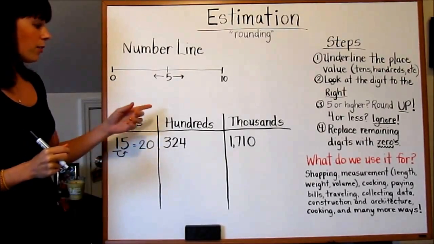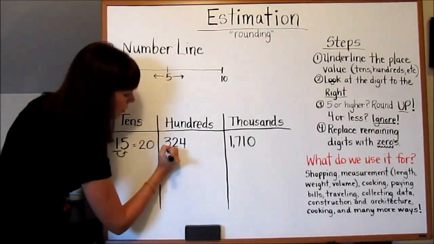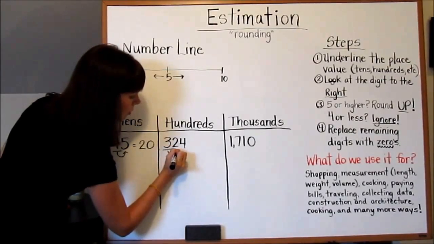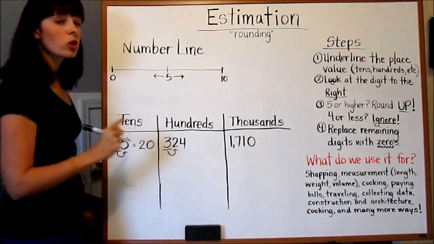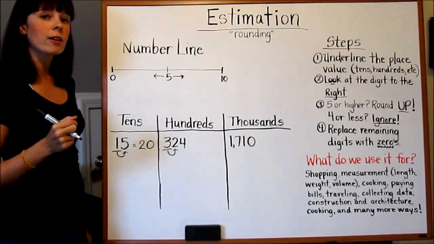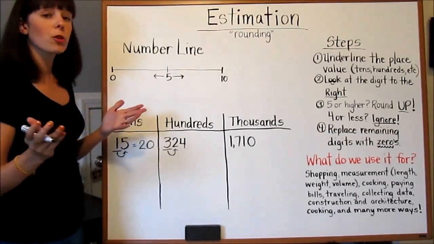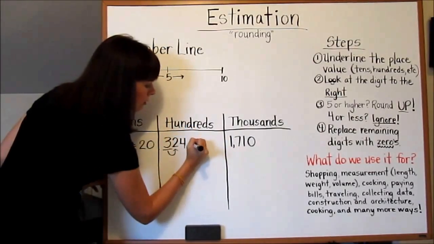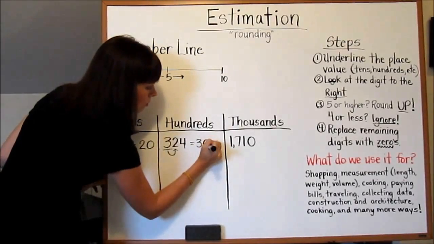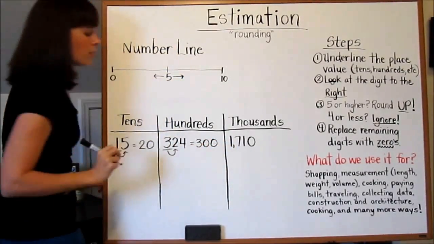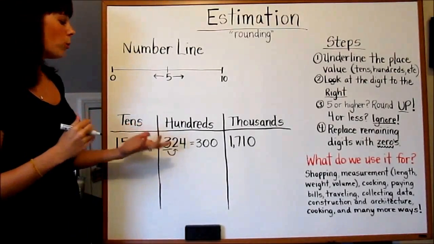If I'm looking at a hundreds number, I'm going to underline the hundreds place value. Still look to the number immediately to the right. If I look to the number to the right in this number, it's a 2, which is not 5 or higher. So I don't round that 3 up. I just ignore it. I just leave it a 3. And then I still continue to replace the remaining 2 digits in the number with zeros. So 324, rounded to the nearest hundreds, would be 300.